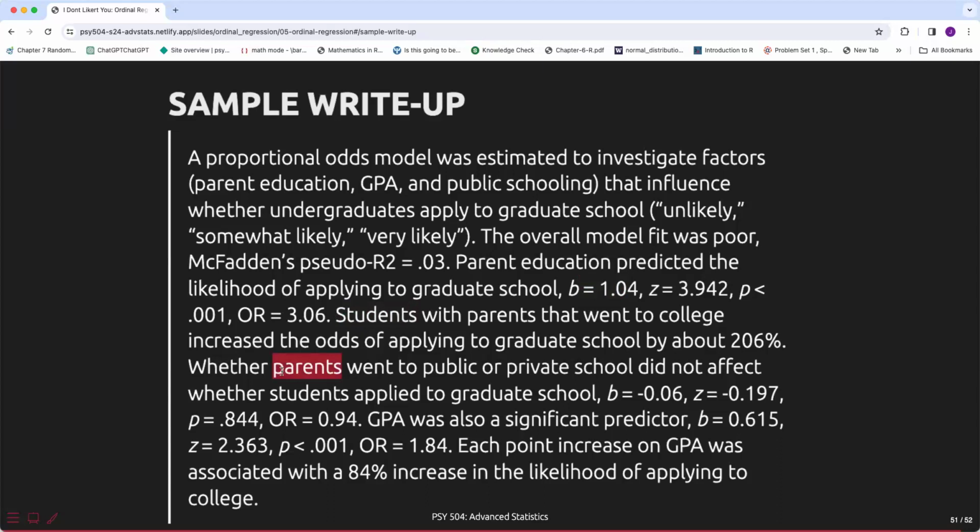Whether parents went to public or private school didn't seem to affect whether students apply to grad school. And then GPA was a significant predictor. So each point increase on GPA was associated with an 84% increase in the odds of applying to college. We could also add in our risk differences too, if we wanted to, but that's not fairly common in these type of analyses. But we should probably include our risk differences or probability differences, right, for each of the categories. But I think we can highlight that in our visualizations. That gives the probability differences between the categories themselves.